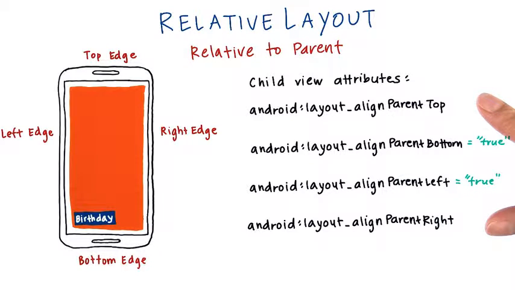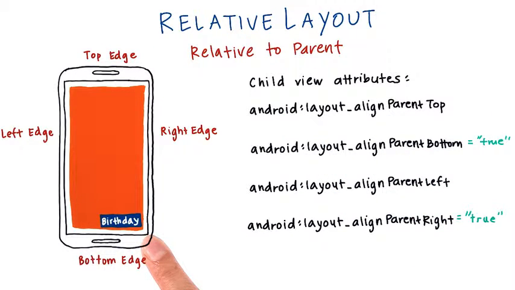These values are false, and they're false by default, so you don't need to include them in the XML code. And then for the very last corner, it's aligned to the parent's right edge and bottom edge, so alignParentBottom and alignParentRight are equal to true. The other two are false, so we can leave them out of the code.